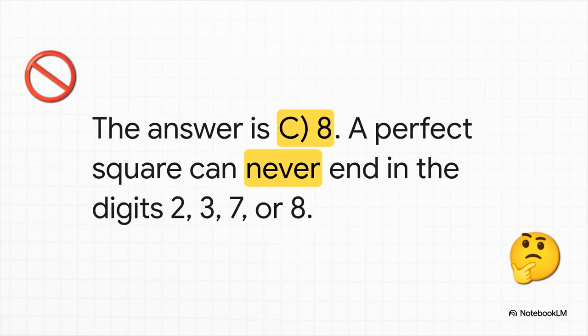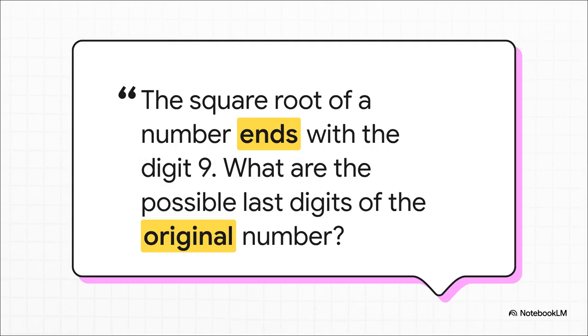And the answer is C, 8. This is a fantastic little rule to remember. A perfect square will never, ever end in a 2, a 3, a 7, or an 8. So if you see a big number ending with one of those, you know instantly it's not a perfect square. Pretty cool, huh? Okay, let's try just one more, but this time we're going to work backwards.